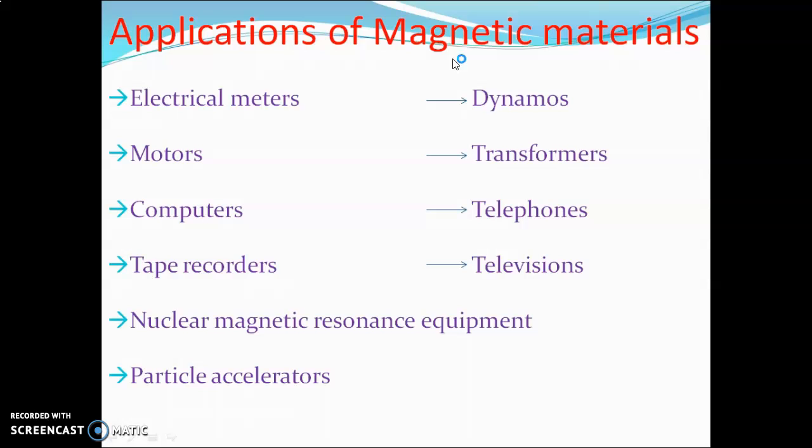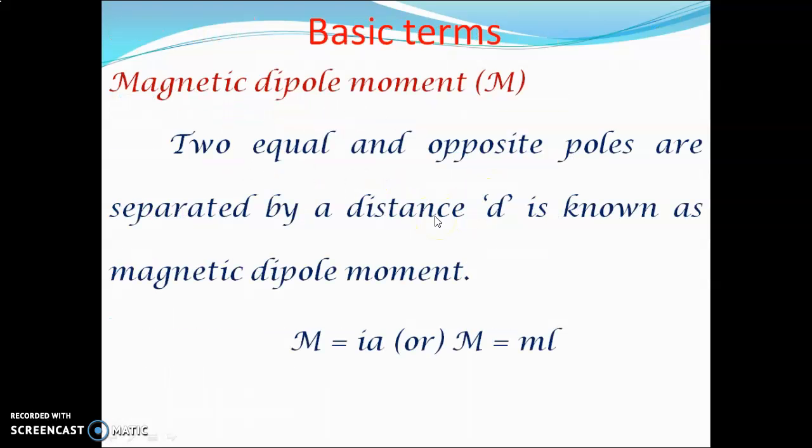The magnets are used in electrical meters, motors, computers, tape recorders, NMR, that is nuclear magnetic resonance, particle accelerators, dynamos, transformers, telephones, television. So these are the applications of magnetic material. Now here we're going to see what the basic terms are, how the magnet is formed, and what applications are involved with it.